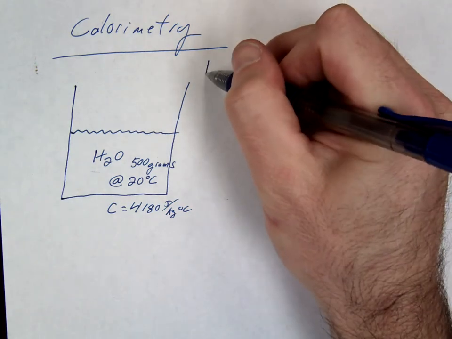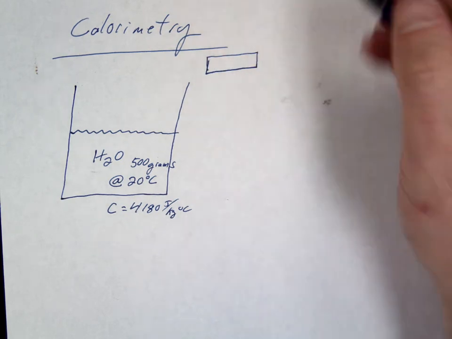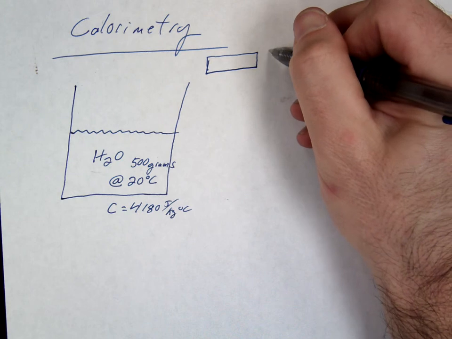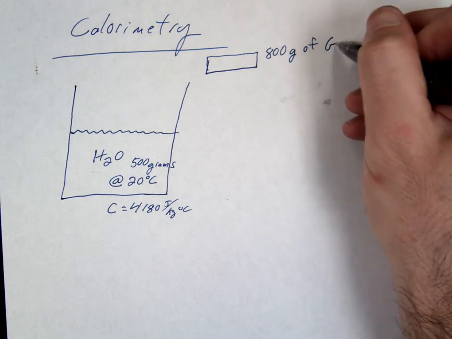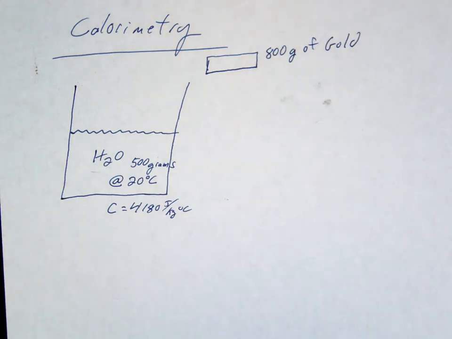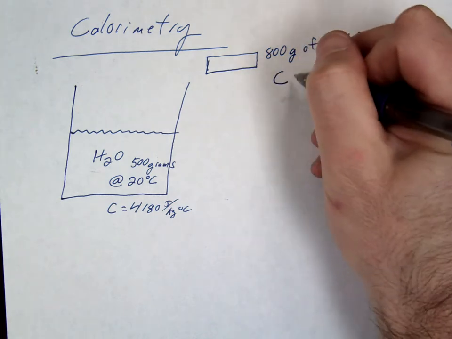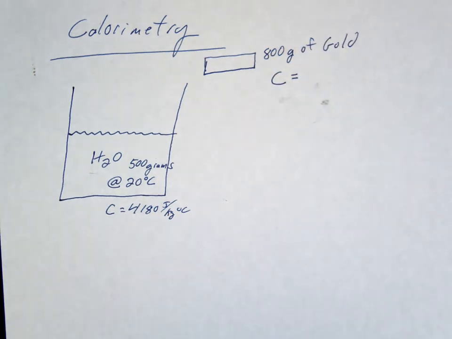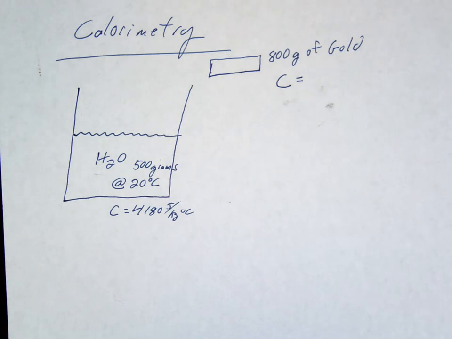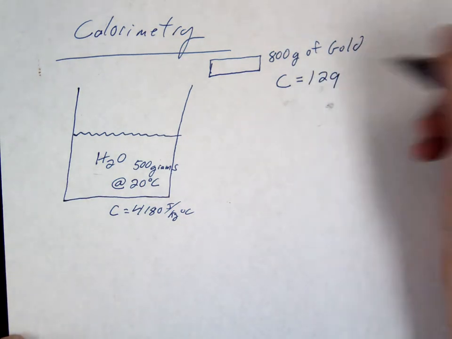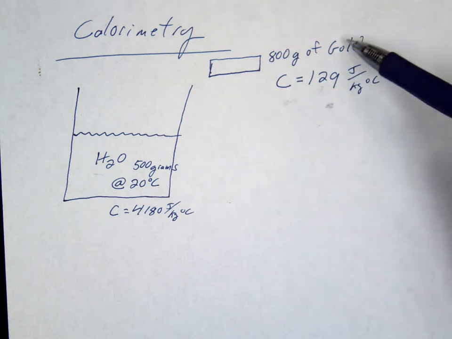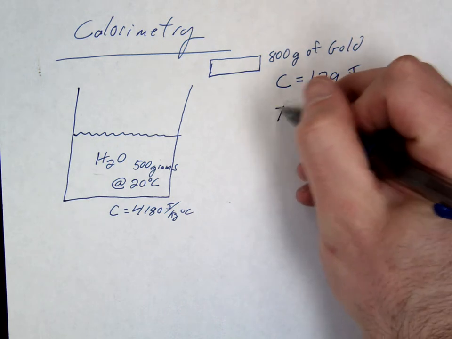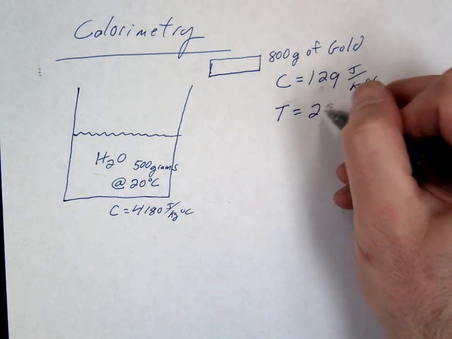Alright, then we're going to take a piece of, let's say, some gold. Let's say we're going to have 800 grams of gold. And the C for gold is, I don't remember, 129. Okay, and let's heat this way up. Let's heat this up to, let's say, 200.